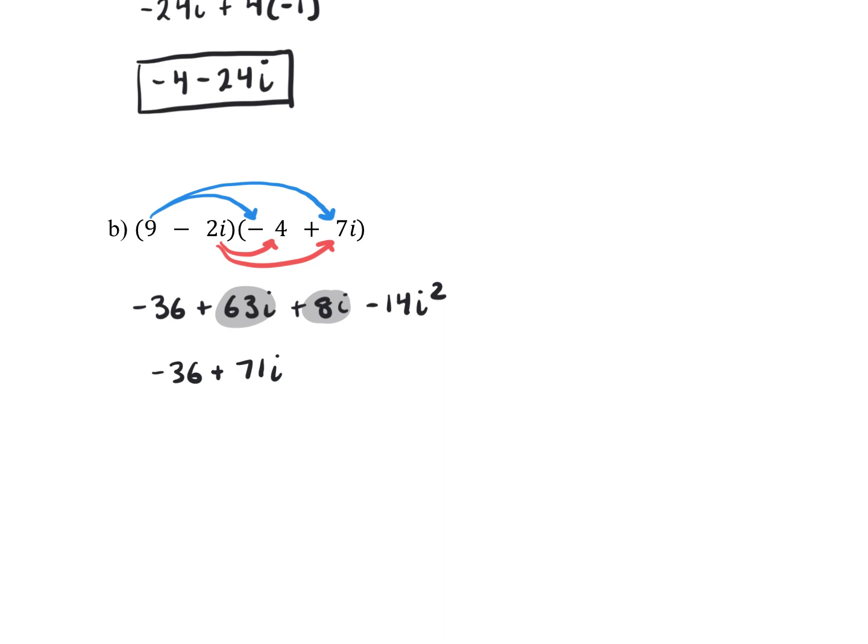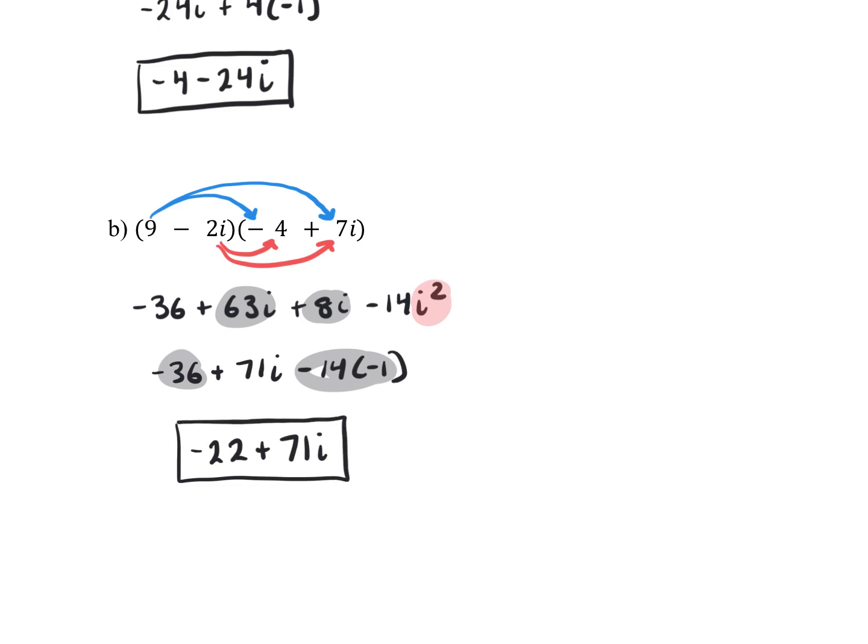And then we're also going to remember that i squared is equal to -1. So we have minus 14 times -1, which of course becomes positive 14. So now I'm just going to combine these two terms to get my final answer of -22 plus 71i.